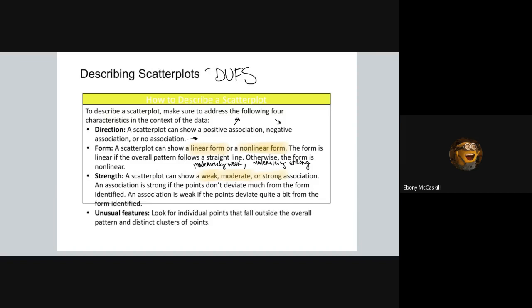Right? And lastly, unusual features. Notice how we did not say the word outlier. Unusual feature. We're looking for individual points. And we're also looking for distinct clusters. So it could be unusual for a certain point, or it could be there's a group of points somewhere totally different than where we wanted them to be. Okay? That's the list.